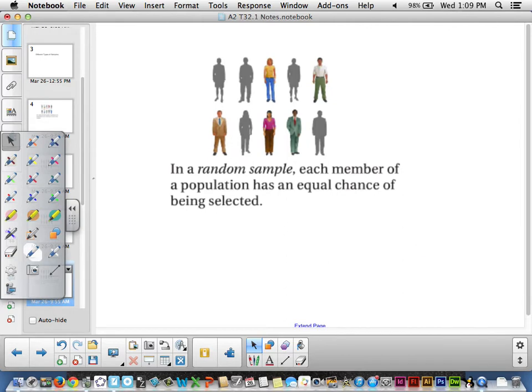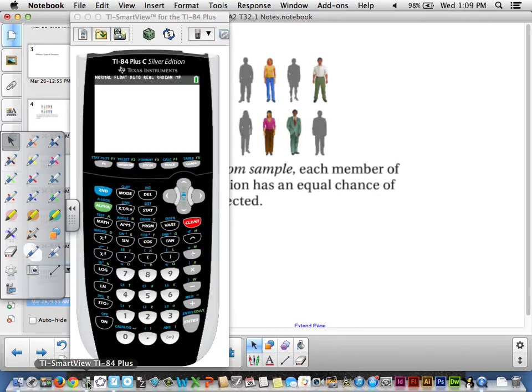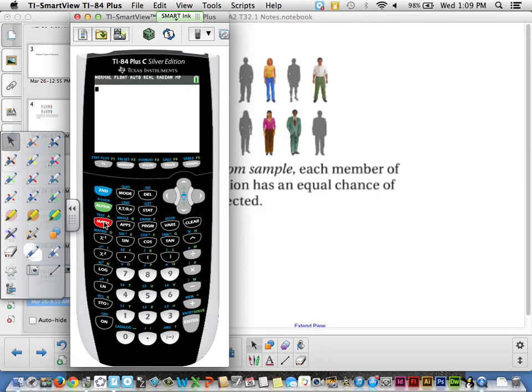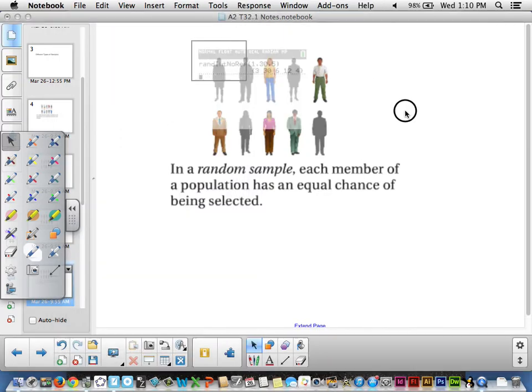And another type of sampling is a random sample. That's where each member of a population has an equal chance of being selected. So I will give everybody in class a number, and I will use a random number generator. And I'll say, okay, of you 30 people, those 5 of you that have these numbers, bring your homework forward and I'll see how you did. And that's random sampling.